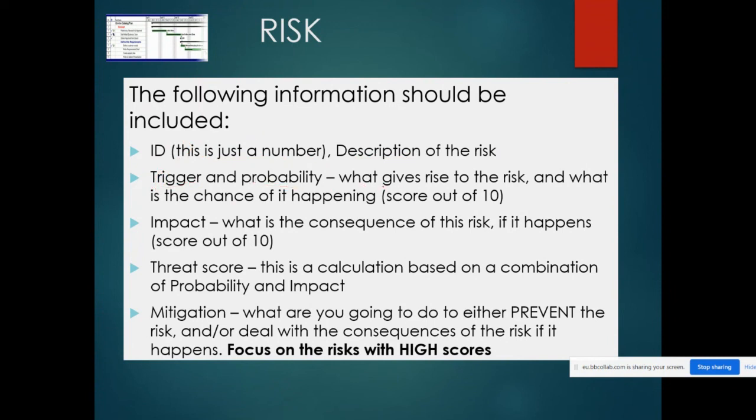So it says what gives rise to the risk and what is the chance of it happening, and that's a score out of 10. The impact of the risk, what is the consequence of this risk if it happens, and a score out of 10. And therefore you get a threat score. This is a calculation based on a combination of probability and impact. And then what is the mitigation? What are you going to do to either prevent the risk from happening and deal with the consequences of the risk if it does happen? And you would focus on the risks with high scores.